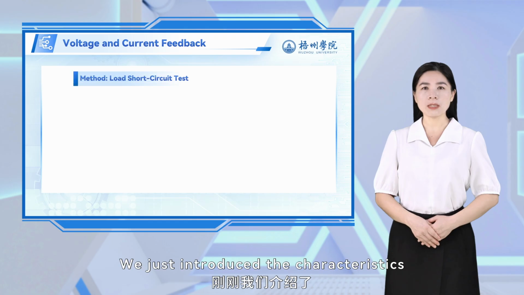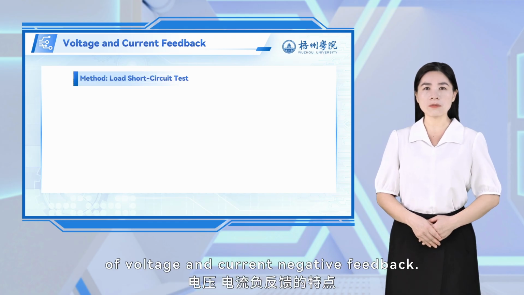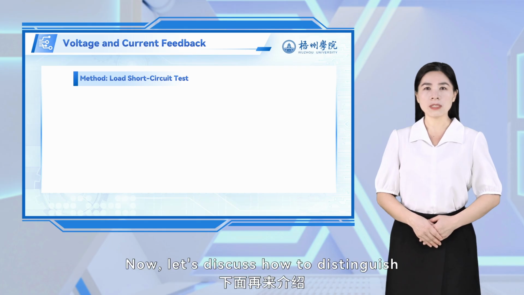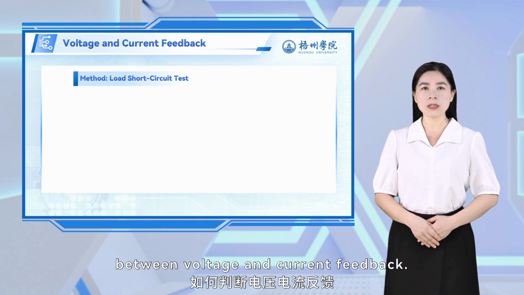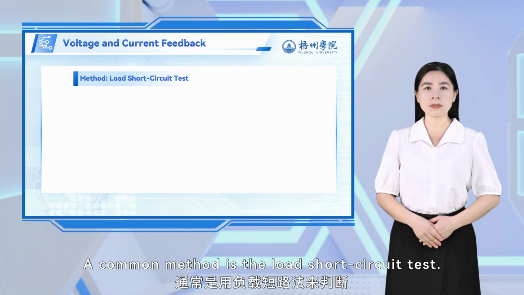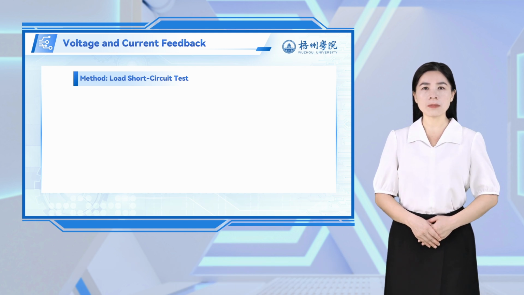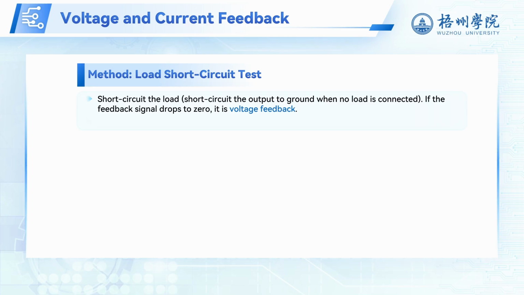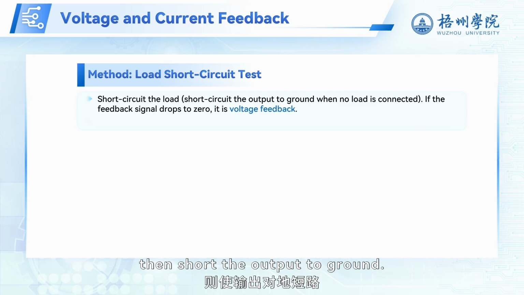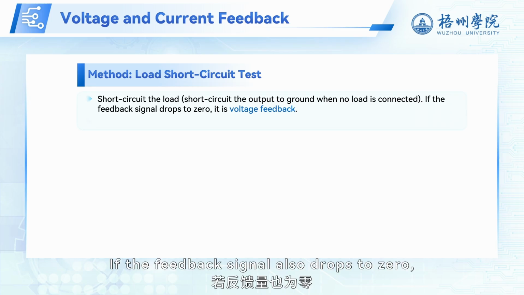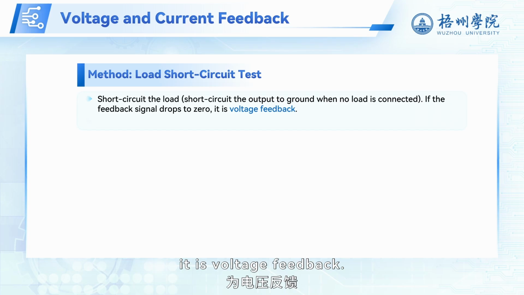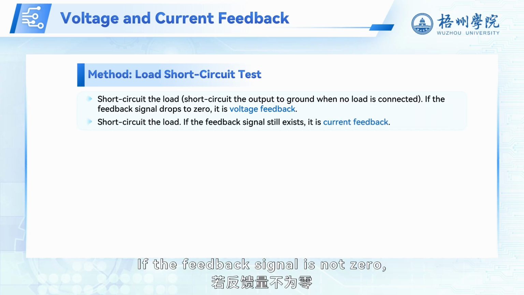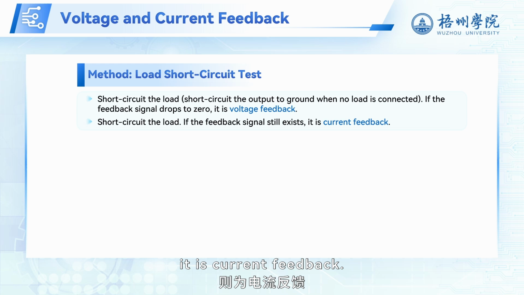We just introduced the characteristics of voltage and current negative feedback. Now, let's discuss how to distinguish between voltage and current feedback. A common method is the load short circuit test. The procedure is to short circuit the load. If the circuit is unloaded, then short the output to ground. At this point, the output voltage is 0. If the feedback signal also drops to 0, it is voltage feedback. If the feedback signal is not 0, it is current feedback.